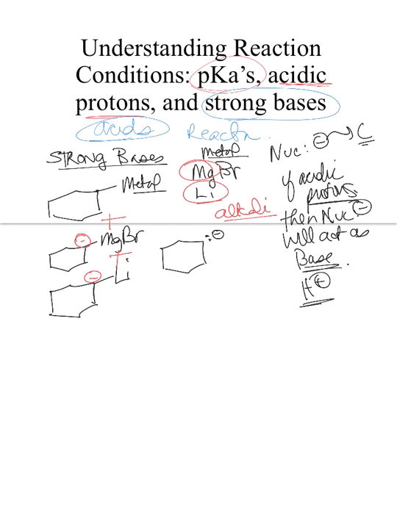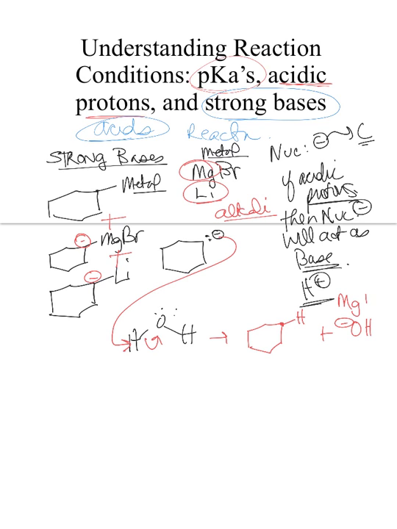Now, if you have any kind of acidic proton, so now you've got to recognize what an acidic proton is. Well, water would be considered an acidic proton. So what's going to happen is these electrons here will come and deprotonate, and then that becomes a carbon hydrogen, and you generate this OH. And the magnesium bromide then hangs out with the OH.